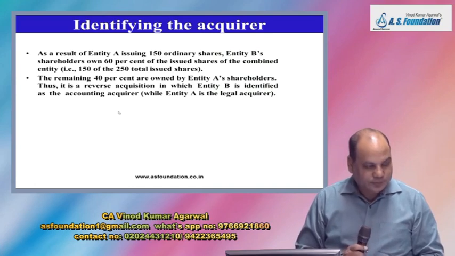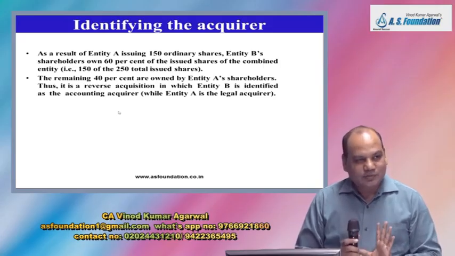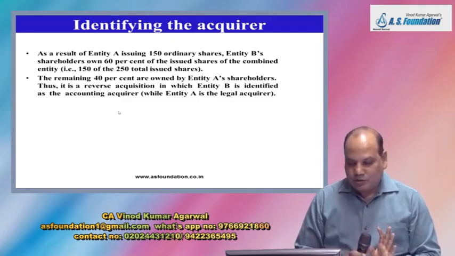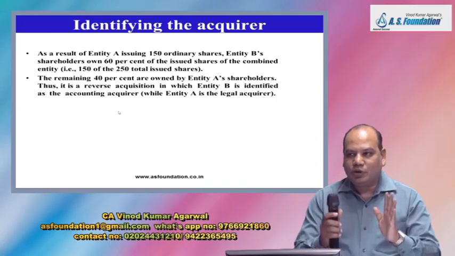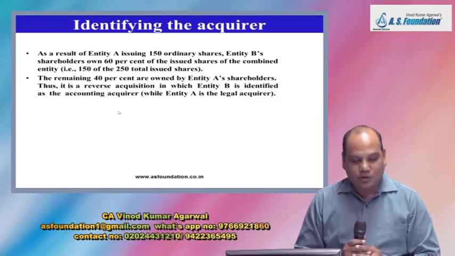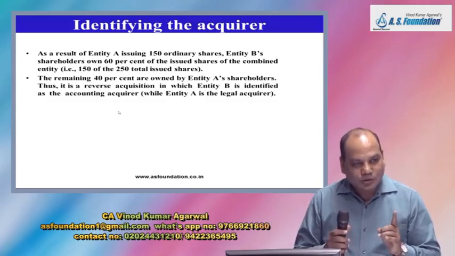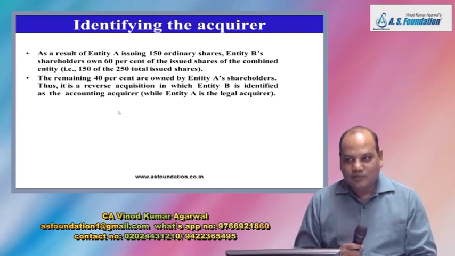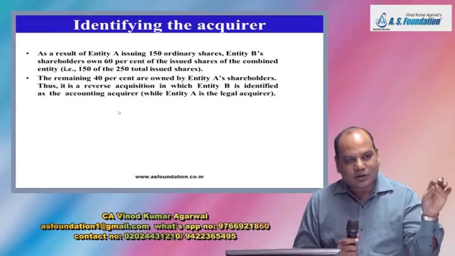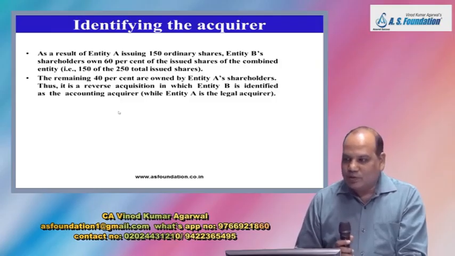Journal entries in whose books are you going to pass the entry? A or B? A. In the books of A. Even the SOFP will be issued in the name of A only. In the notes to account, you are going to disclose that this is a continuation of entity B. Not now, after you qualify, when you prepare the notes, you will disclose that this SOFP is a continuation of entity B. That note I will dictate later.